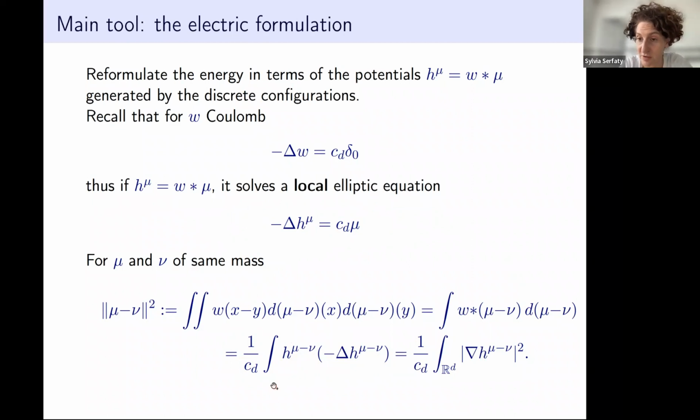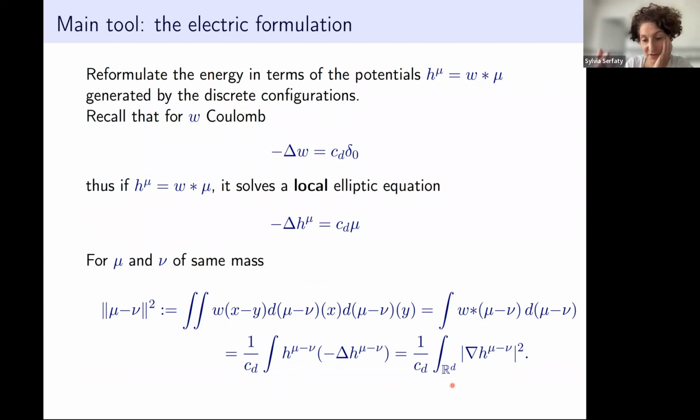And so you can use Green's formula to integrate by parts. And now you rewrite this as the integral of gradient H mu minus nu squared. Okay, so what was this thing? This was a total sort of Coulomb interaction of a system of charges mu and nu, or mu minus nu. It was the total Coulomb interaction of this. It was a double integral, and it becomes a single integral, but expressed in terms of the potential. Okay, so it becomes the Dirichlet energy of the potential H.